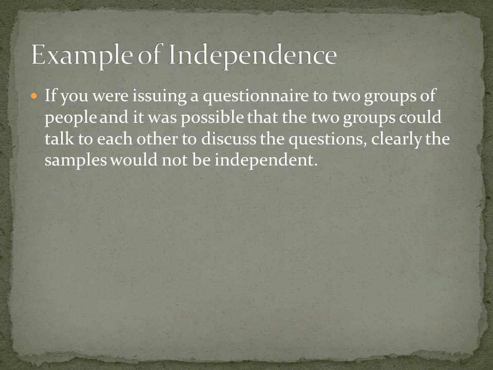An example of independence: if you were issuing a questionnaire to 2 or more groups of people, and it was possible that the 2 groups could talk to each other and discuss the questions, clearly the samples wouldn't be independent then. There would definitely be a definite risk for instability within that test.